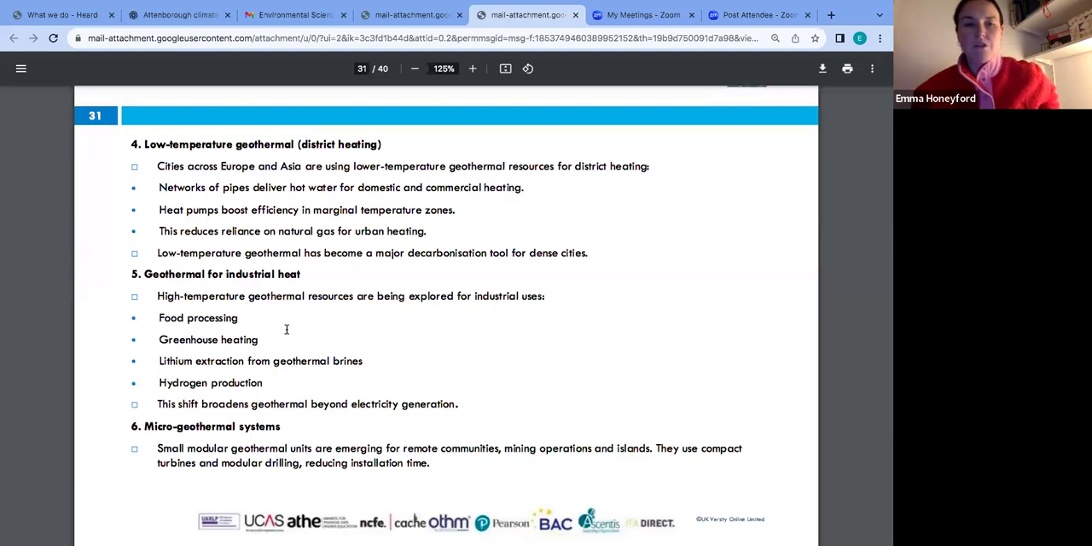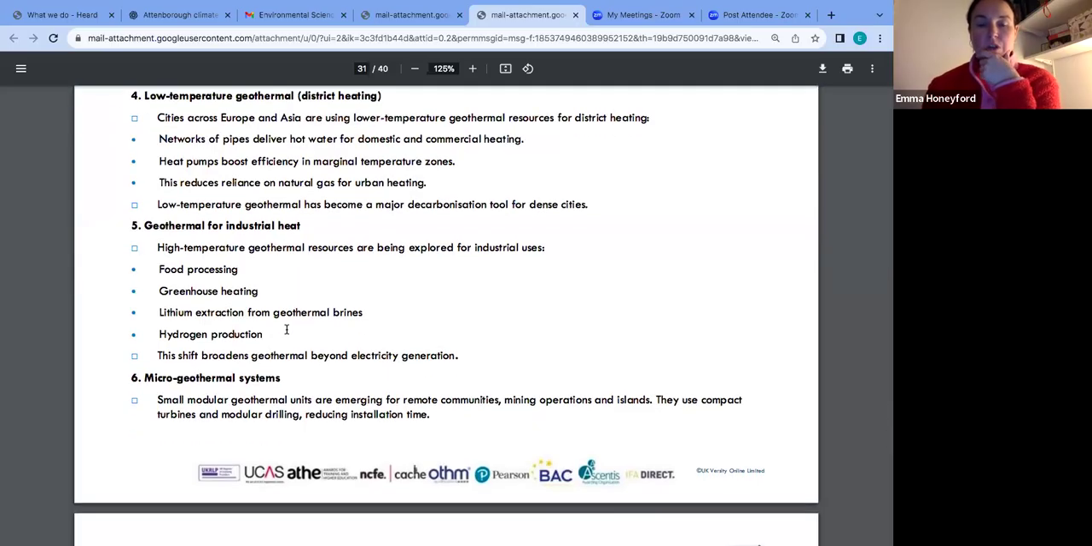So you've got low temperature geothermal. This has become really popular for domestic settings across the UK at the moment. It uses heat pumps to boost efficiency in marginal temperature zones. This reduces our reliance in urban areas on natural gas, and there's been a massive drive of this at the moment, I have come across anyway.